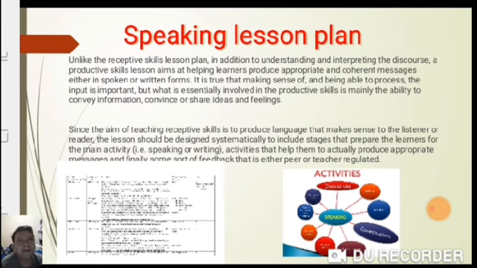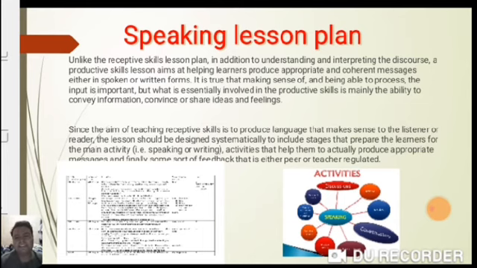Then we have the speaking lesson plan. Unlike a listening lesson plan, in addition to understanding and interpreting the discourse, a productive skills lesson plan aims at helping learners produce an appropriate and coherent message in either spoken or written form. It is true that making sense of and being able to process the input is important, but what is essential in the productive skills is mainly the ability to convey information, convince, or share ideas and feelings.